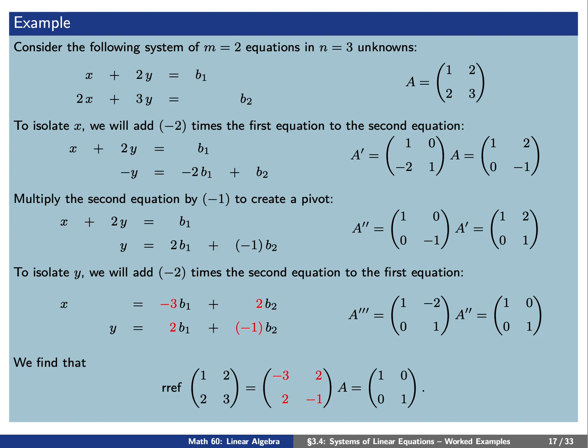In fact, you'll see here in red that this inverse matrix appears as the coefficients for our scalars, b1 and b2. Once we've done this reduced row echelon form, we see that these entries, -3, 2, 2, and -1, give us the inverse of our matrix A directly.